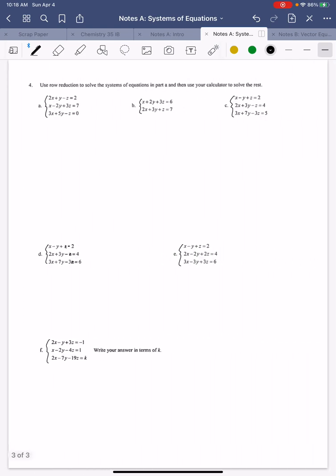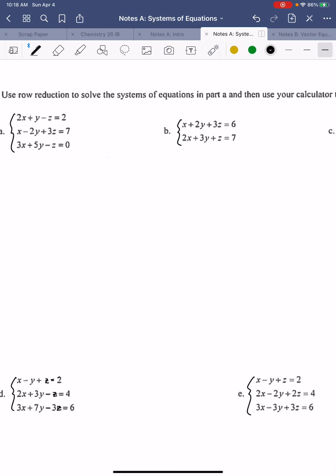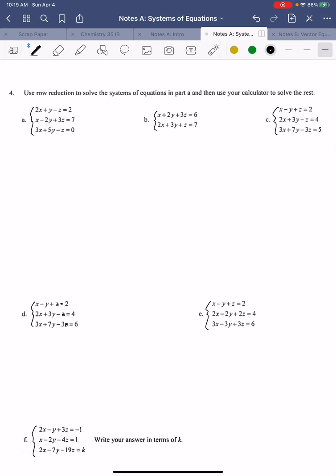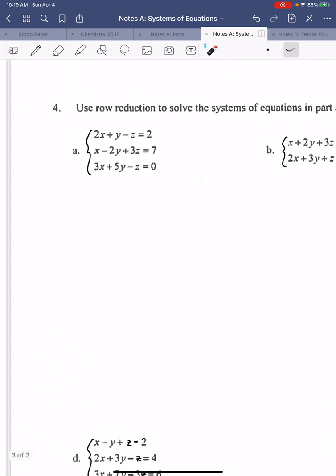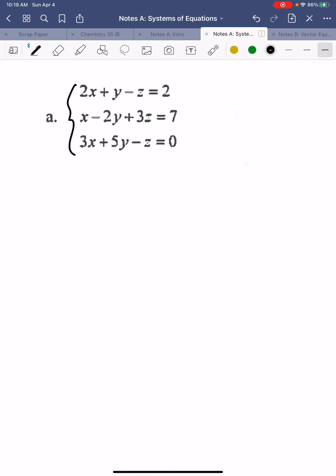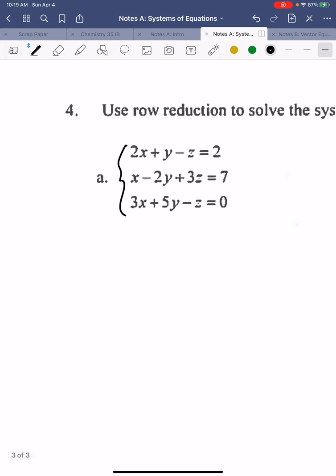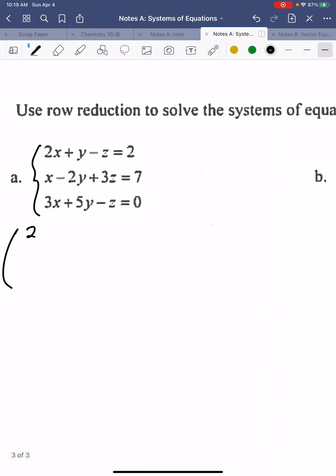Moving on, we have some more super fun stuff. So looking at question 4, use row reduction to solve the systems of equations in part A, then use your calculator to solve the rest. So A is using row reduction. So we're going to quickly do that. So let's convert it into a matrix, which is... So the difference here is that we have 3 equations this time. So therefore, we have 3 rows, since rows signify the number of equations. So there's going to be 3.